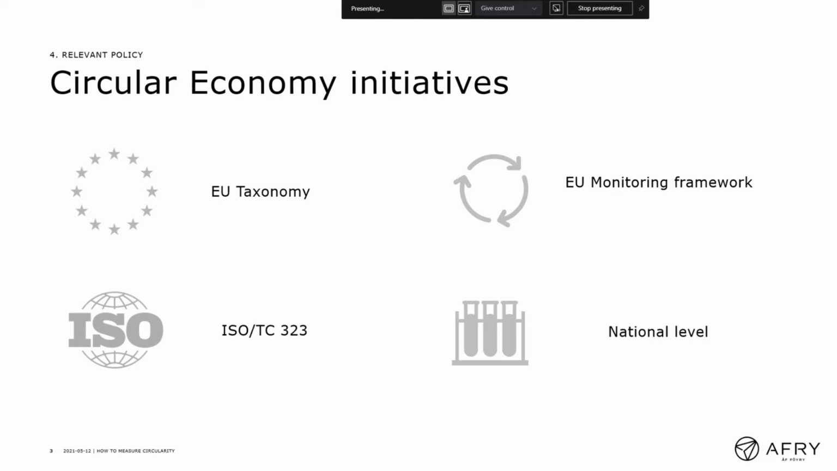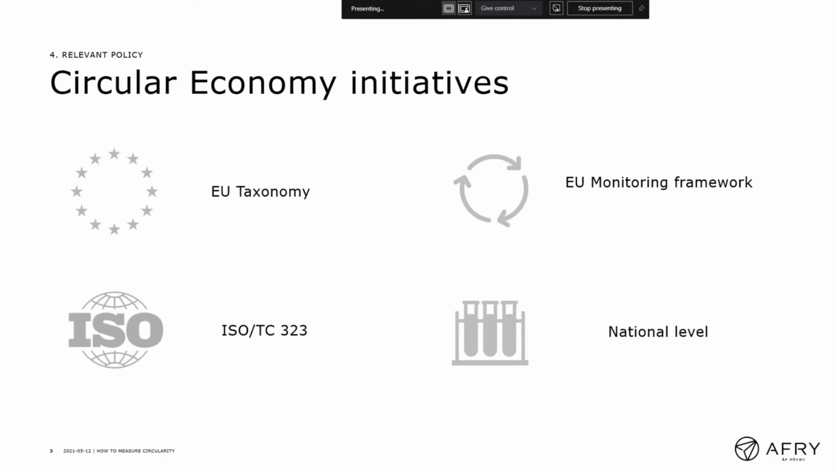And then we also have the ISO standard that is also under development, and there is a group looking at how to measure circular economy. And in 2018, the European Commission launched a monitoring framework for circular economy to measure circularity in European countries.